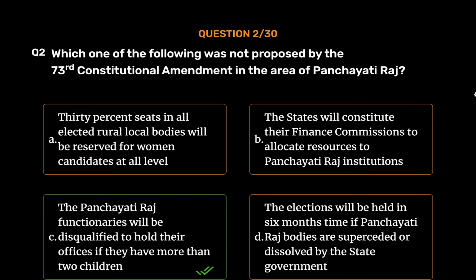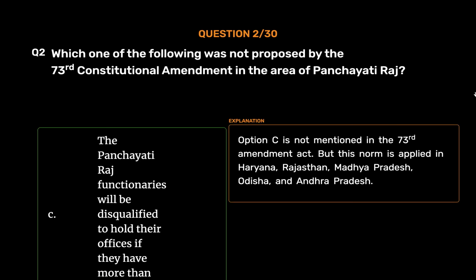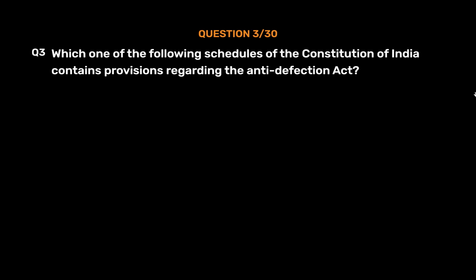The Panchayati Raj functionaries will be disqualified to hold their offices if they have more than 2 children. Option C is not mentioned in the 73rd Amendment Act, but this norm is applied in Haryana, Rajasthan, Madhya Pradesh, Odisha, and Andhra Pradesh.